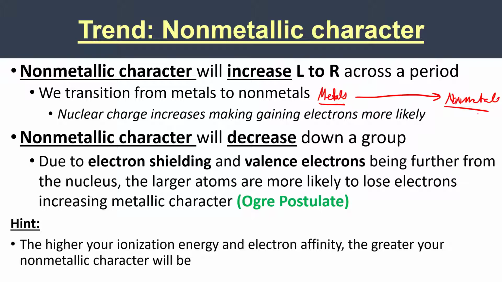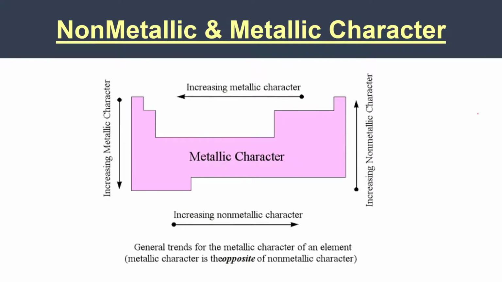When you go down a group, your non-metallic character will indeed decrease, and that is due to increased electron shielding, valence electrons being further away from the nucleus, the addition of a principal energy level with each subsequent period you go down, which we know is the Aufbau postulate and the Coulomb postulate at work. So a hint for you guys will be the higher your ionization energy and electron affinity, the greater your non-metallic character will be. Here is a visual for you guys that show metallic character and non-metallic character. Make sure you get this summary down in your notes.